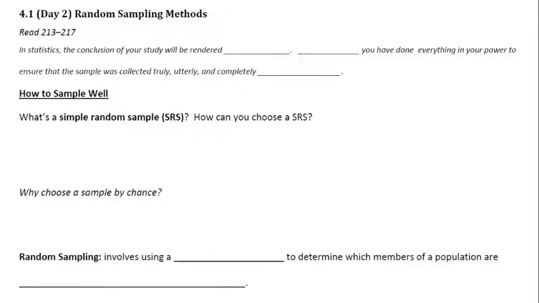4.1 day 2, we're talking about random sampling. First big idea. In statistics, what's the key? Essentially all your results are going to be rendered invalid unless you've done everything in your power to assure that you sampled it randomly. So everything was done at random. If you can't prove that or provide that, then your results aren't going to be very good and people really aren't going to trust it. So first thing is it has to be random.